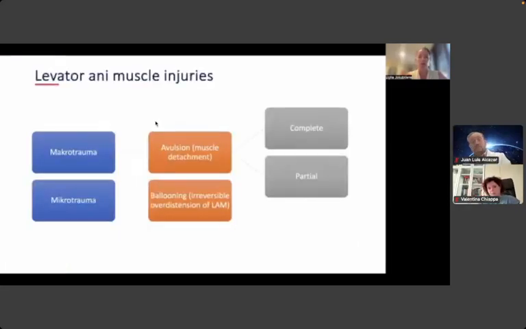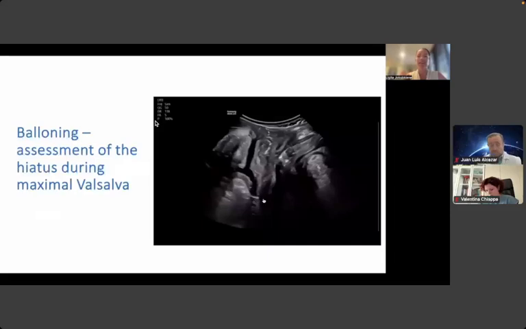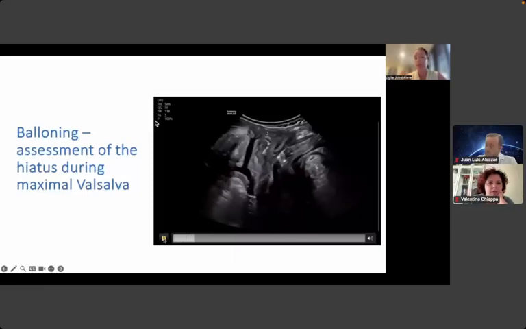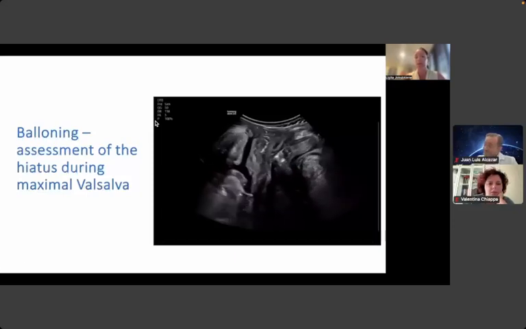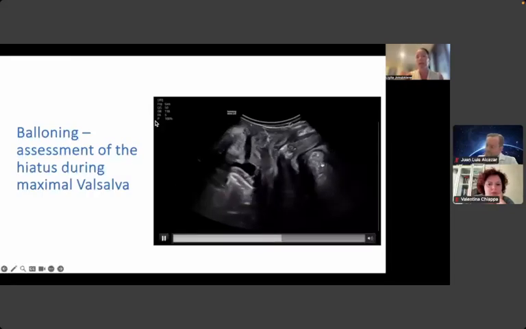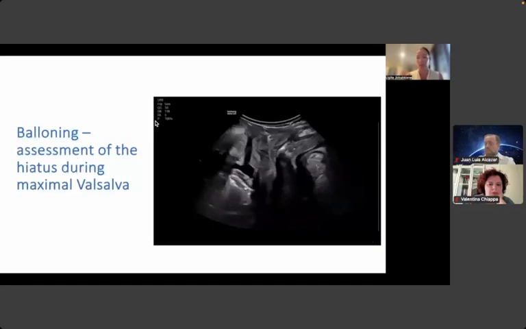So now I'm going to talk about microtrauma, about the ballooning, which is again irreversible over distension of the levator muscles. And this is something that we assess during maximum Valsalva. So hiatal area is assessed during maximum Valsalva. So first we have to perform Valsalva. Again, remember what is Valsalva. The patient is pushing, and the structures such as symphysis pubis and levator muscle are becoming further from each other.